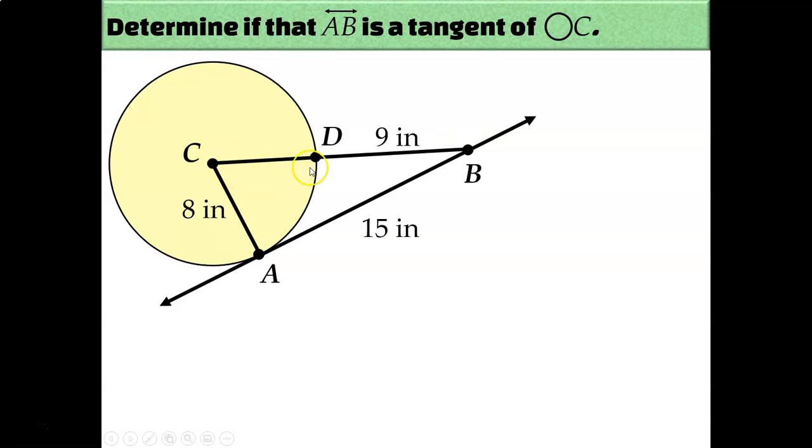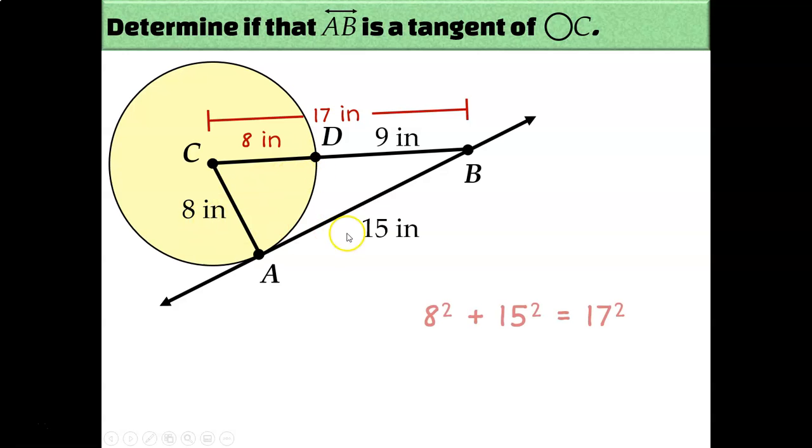What's the length of CD? Even though it wasn't given to us, we can figure it out pretty easily because CD is a radius of this circle, and CA is another radius of this circle. And all of the radii in a circle are equal to each other. So since this radius is 8 inches, this radius must be 8 inches as well, which means the hypotenuse is 17 inches. So let's use the Pythagorean theorem to verify whether or not AB is tangent.